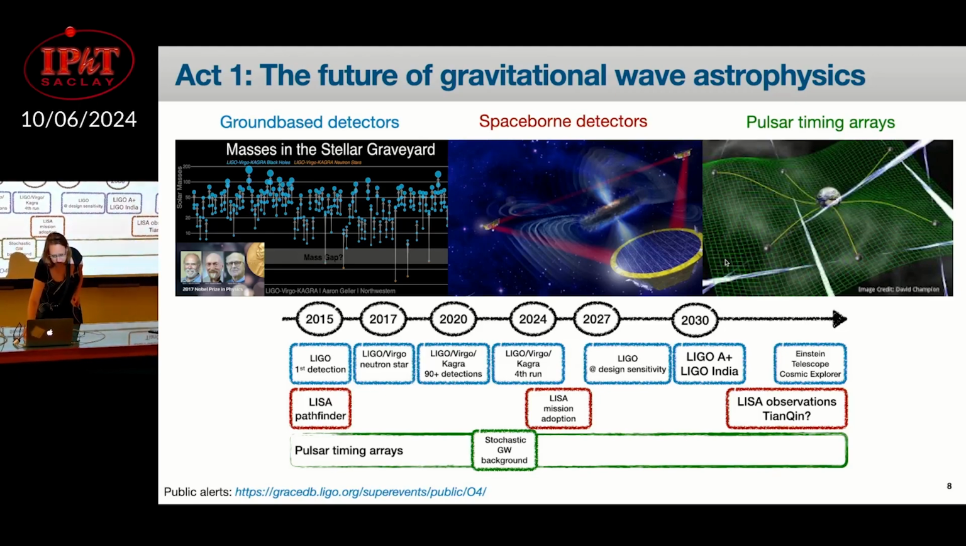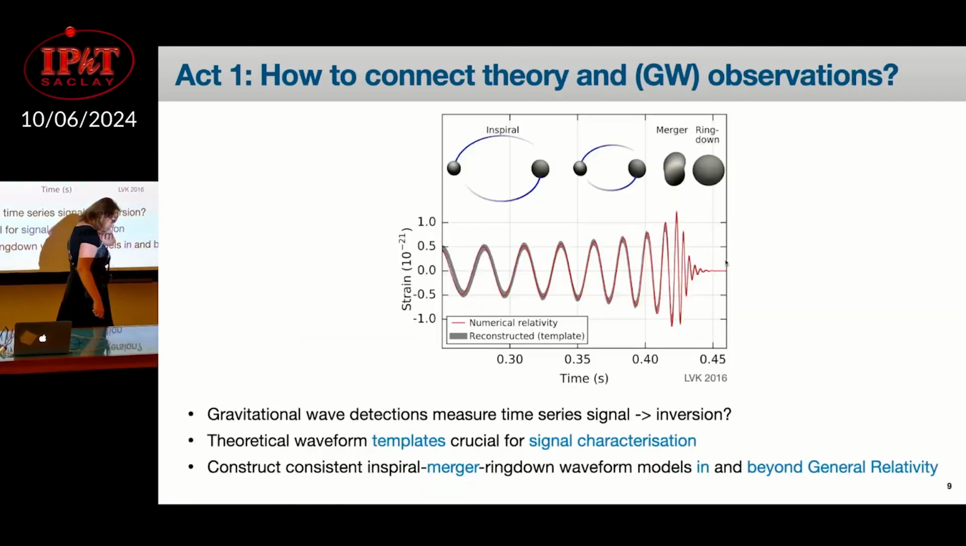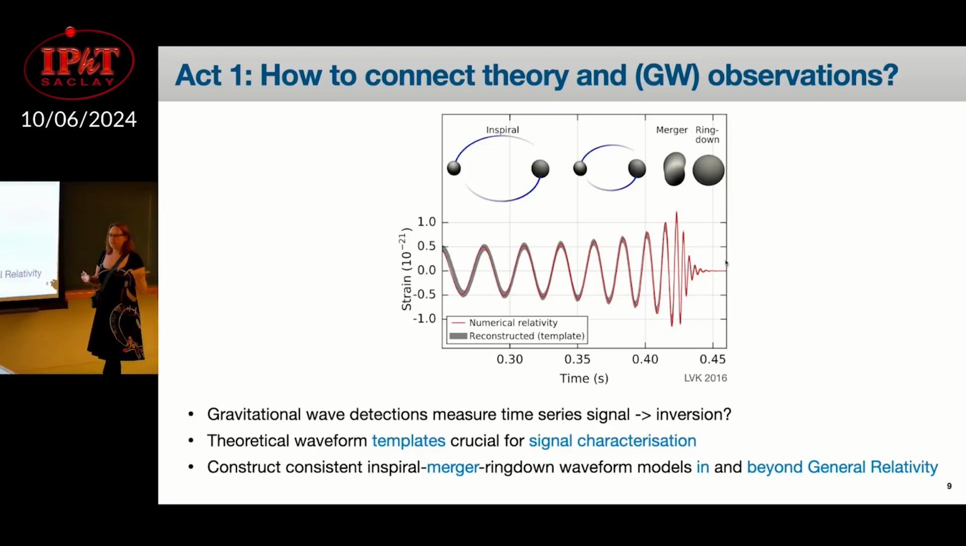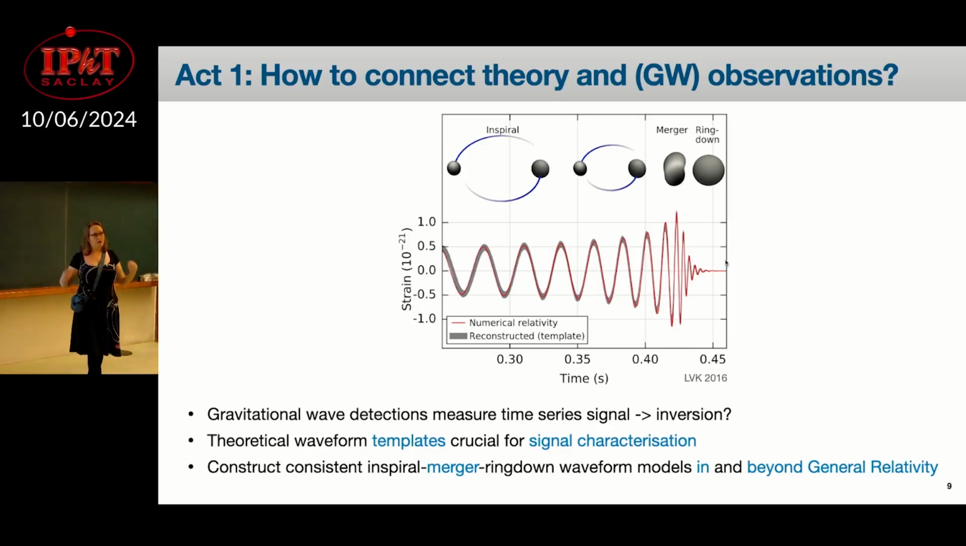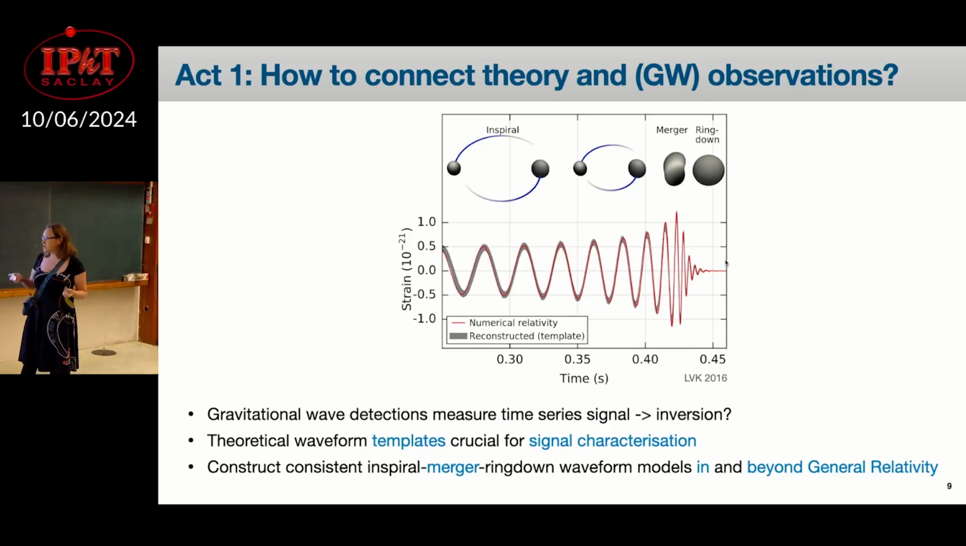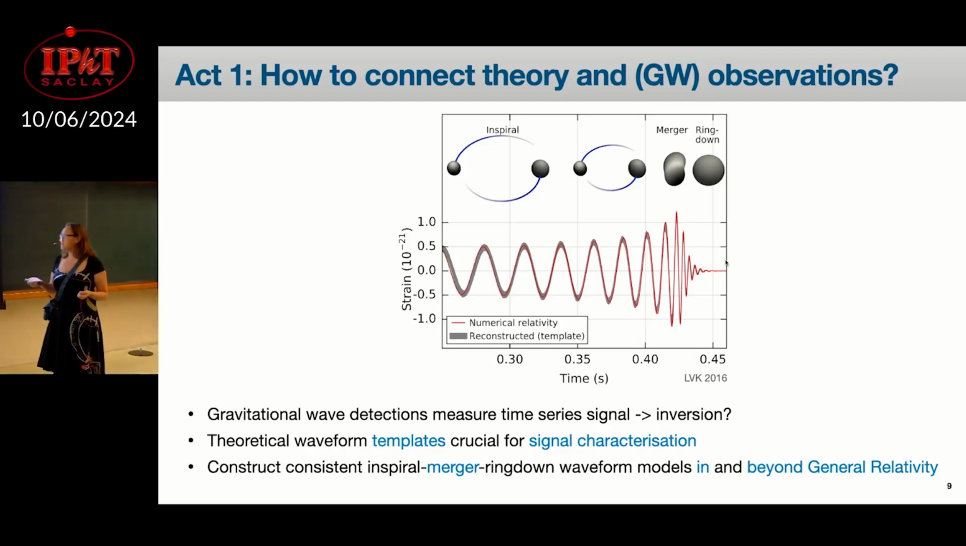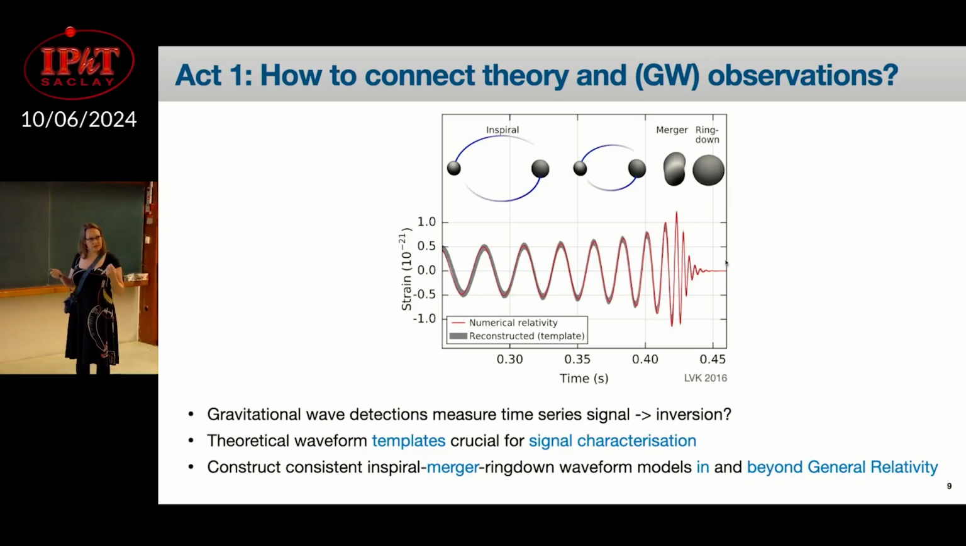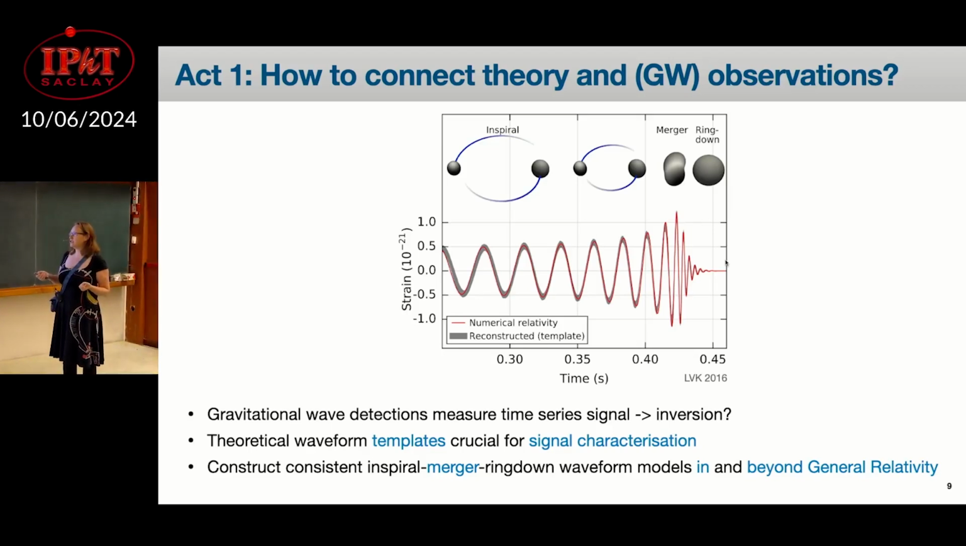Good. So one thing that we do need to think about if we want to think about connecting theory and observations is how do we model this? And what I like to show for this is this image from the first gravitational wave detection, where we show the strain here.